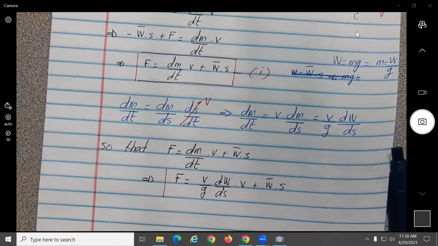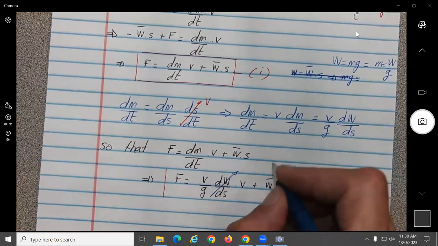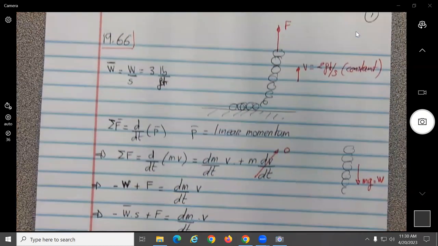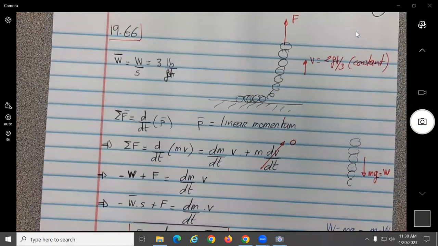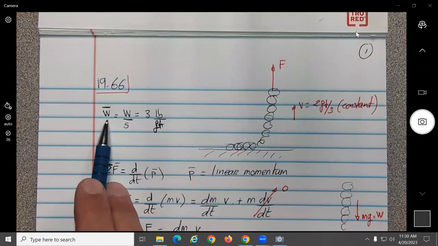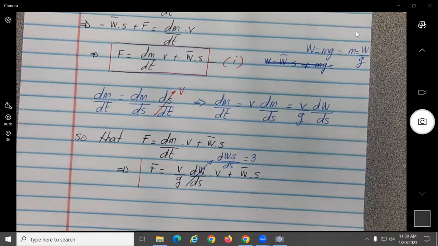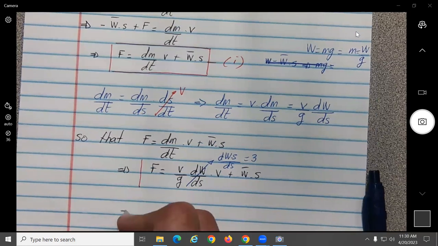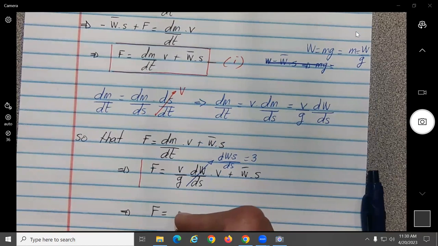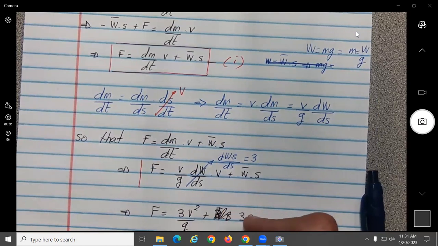Oh, and we can do one more. What would be this term over here? You cannot say. Would just be 3, no? Because this would be W bar times S, no? So let me put it here, this would be d(W bar S) divided by dS, which would just be 3, no? So at the end, we're gonna have F equal to 3 V squared over G plus W bar S, plus 3S, basically.